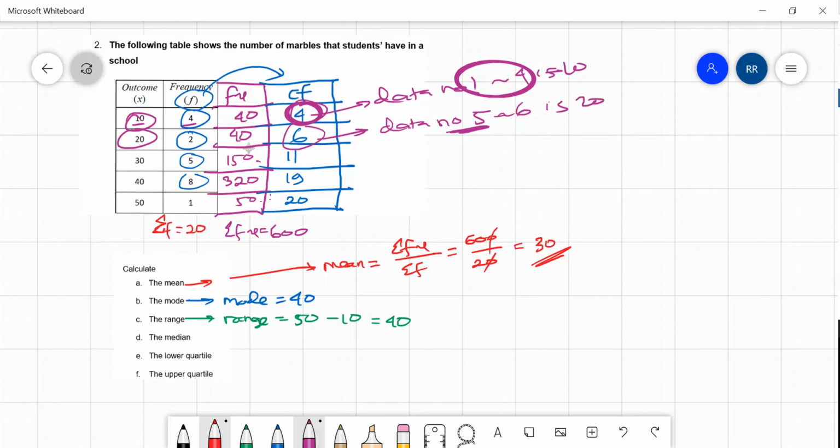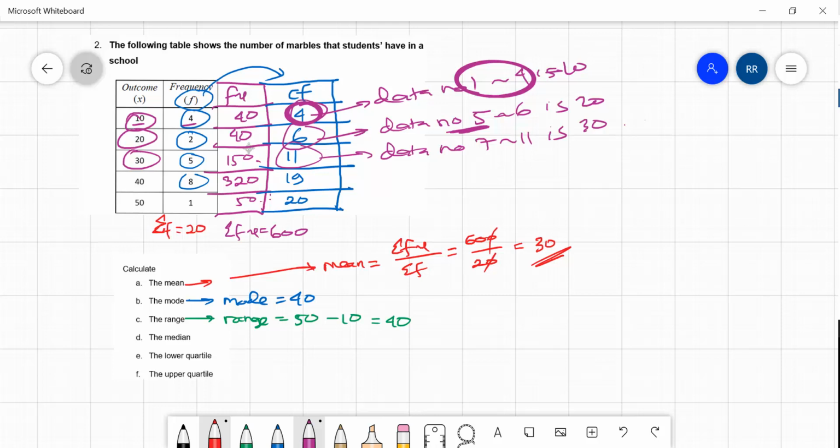Okay, the next one, this 11, means that the data number 7. Why? Because we ended at the 6th data previously. So we're going to start from data number 7 until number 11, which is this guy over here, 30. And so on, and so on. So that is how you read the CF, or the cumulative frequency. Now, how can we use this to determine the median, the lower quartile, and the upper quartile?